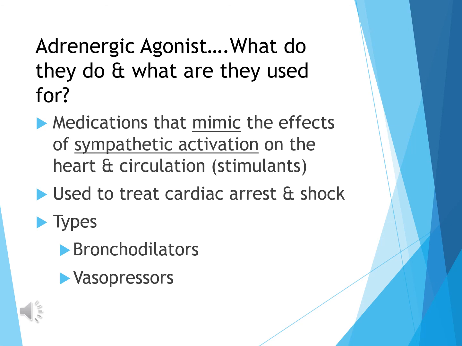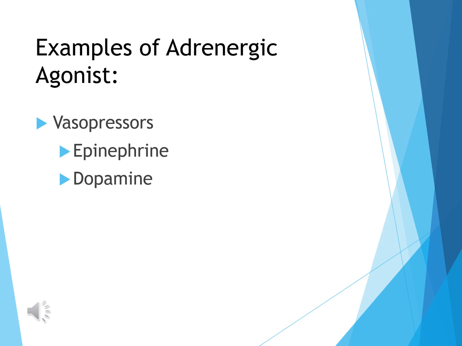Adrenergic agonists, what do they do and what are they used for? They are medications that mimic the effect of sympathetic activation on the heart and circulation. In other words, they're stimulants to the heart. They're used to treat cardiac arrest and shock. Some of the different types include bronchodilators and vasopressors. A couple of common vasopressors include epinephrine and dopamine.